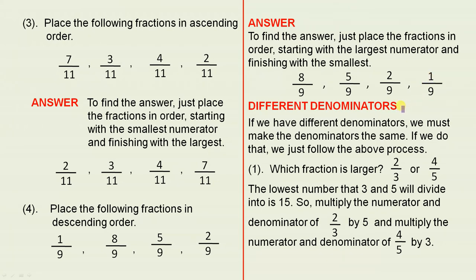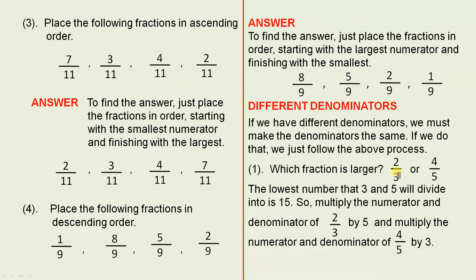Now, what happens if we have different denominators? Now we need to pay attention here. Of course, this is a little bit tricky, but we can do it. If we have different denominators, we must make the denominators the same. That's very crucial. If we do that, we just follow the above process. Once the denominators are the same, it becomes this easy.